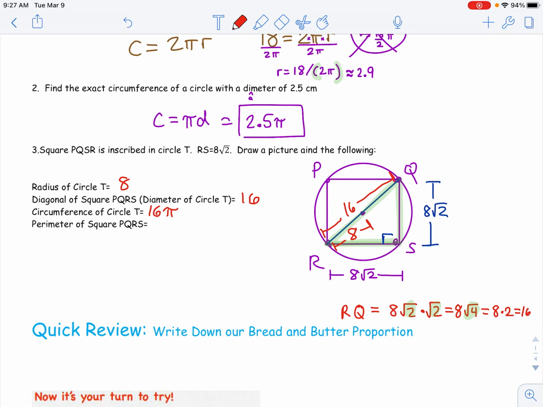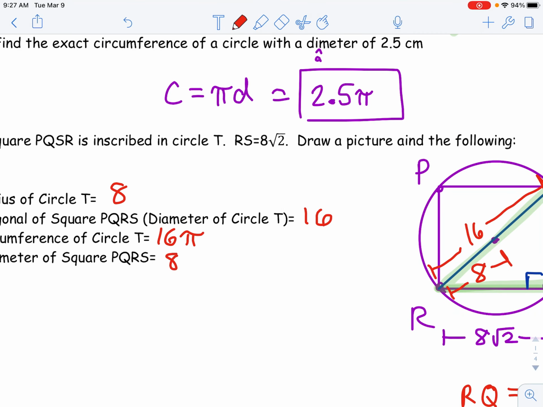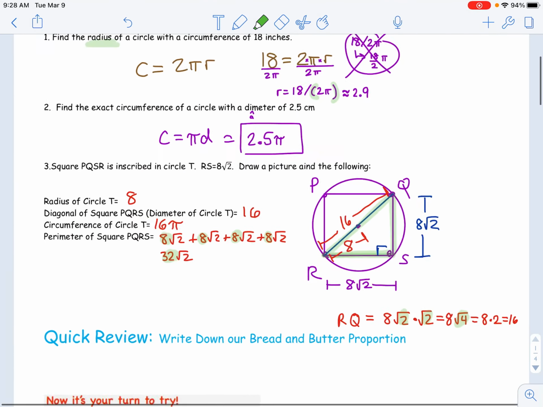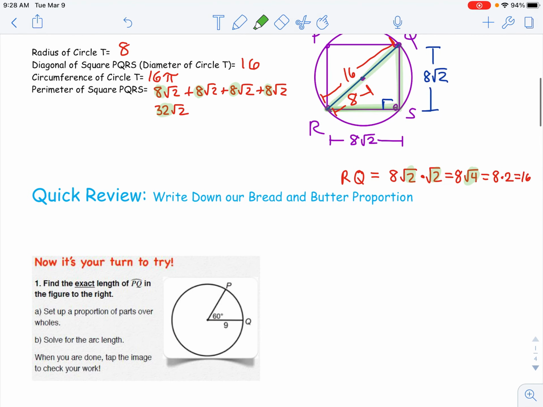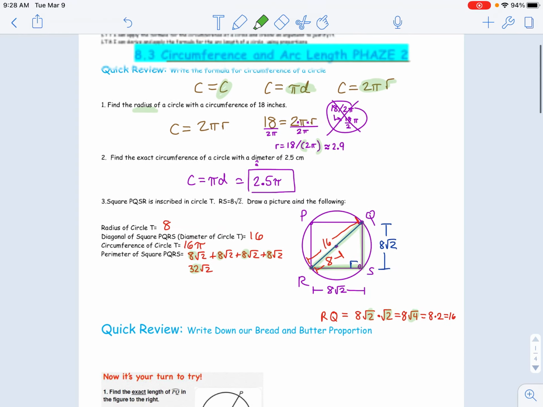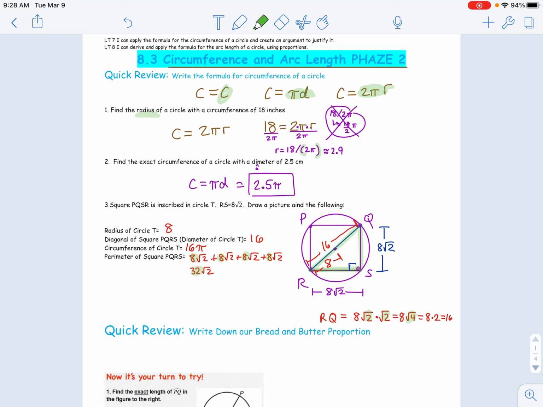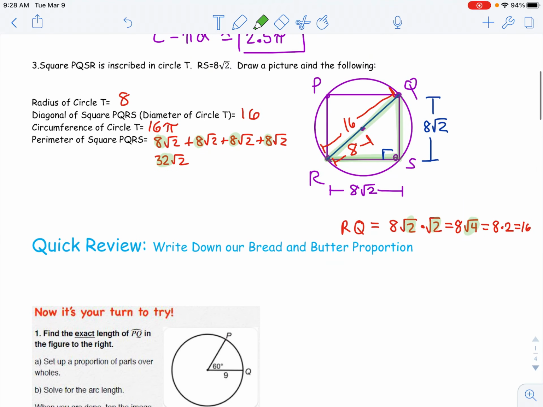And then the perimeter of the square: 8 radical 2 plus 8 radical 2 plus 8 radical 2 plus 8 radical 2, which can be simplified as 32 radical 2. It's kind of just like adding like terms together, like 8x plus 8x plus 8x plus 8x. So just some circumference problems, some squares, special rights, all kinds of fun stuff.